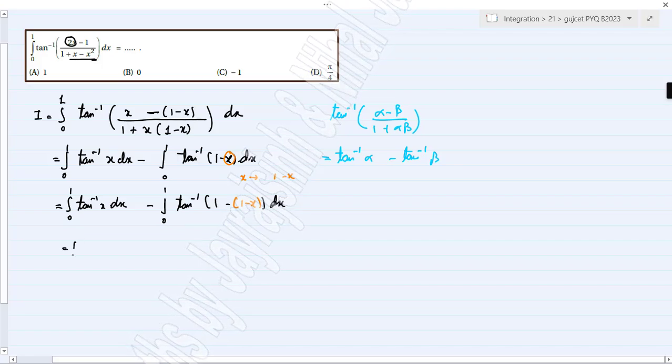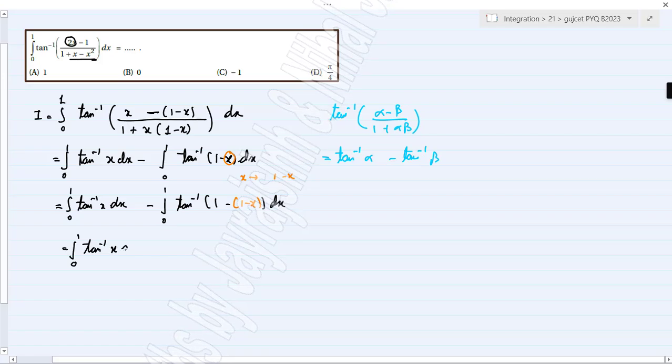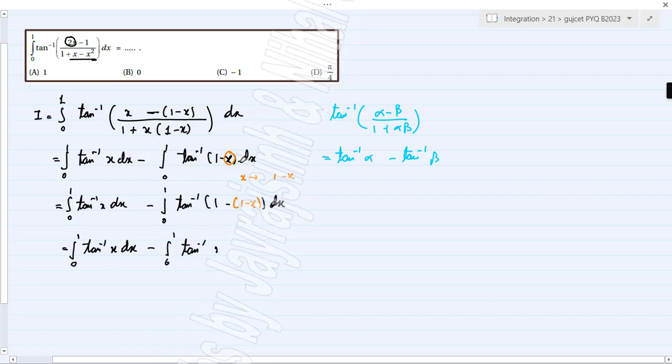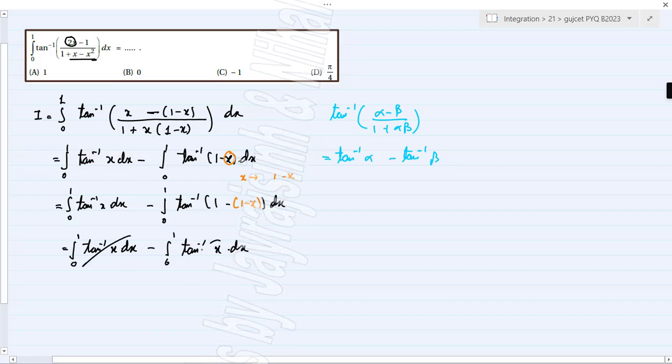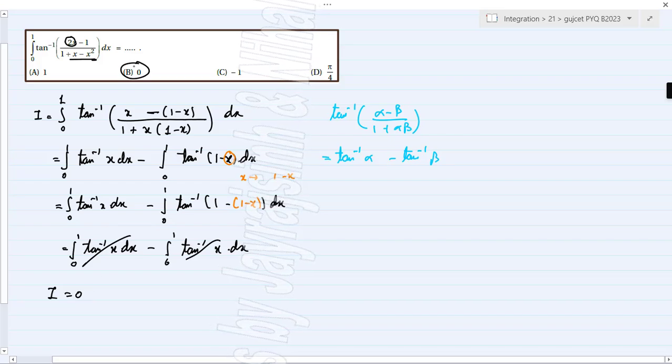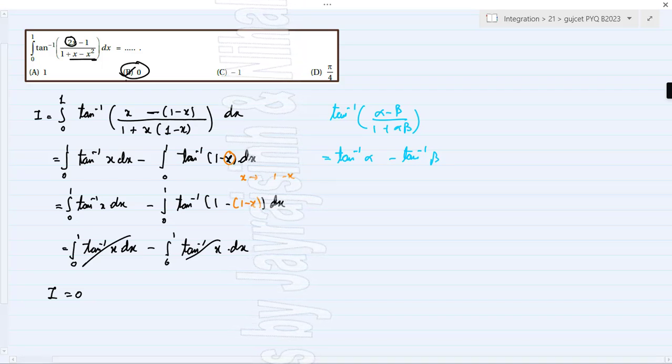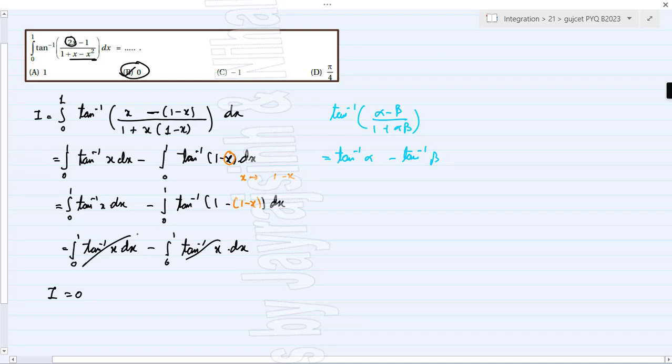So again your first term will be as it is, and in the second term we will get tan inverse of 1 minus (1 minus x), so it becomes tan inverse x. So these two terms will be cancelled out and your integration will simply be 0, which is given in option B. Okay sir, just read the question and look at the options and take the answer. Ta-da!